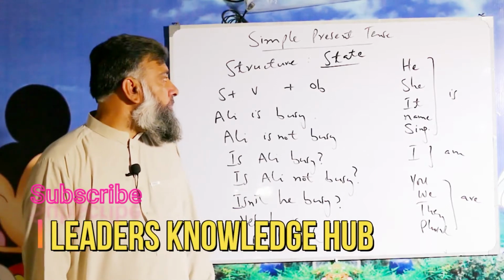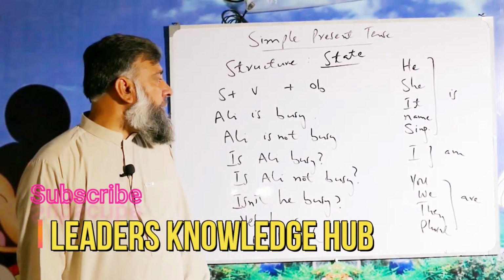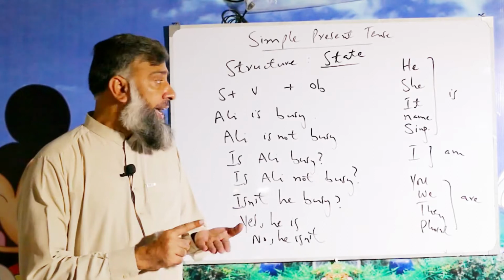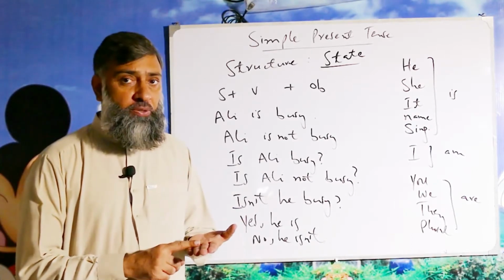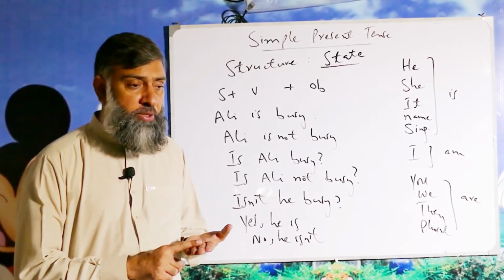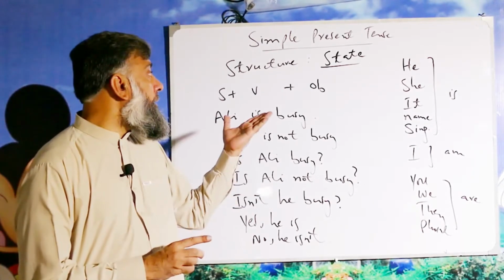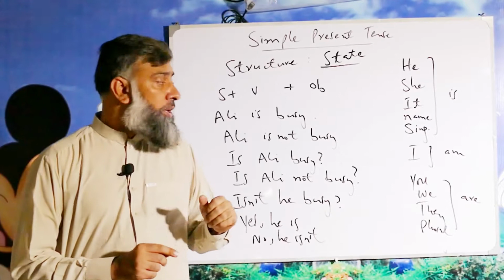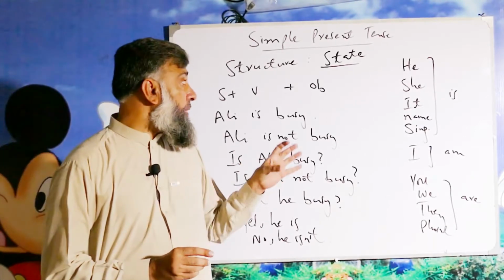Now we have already covered verbs showing action. What is the structure of sentences where you have an action verb with respect to simple present tense? Now we are going to start verbs showing state.